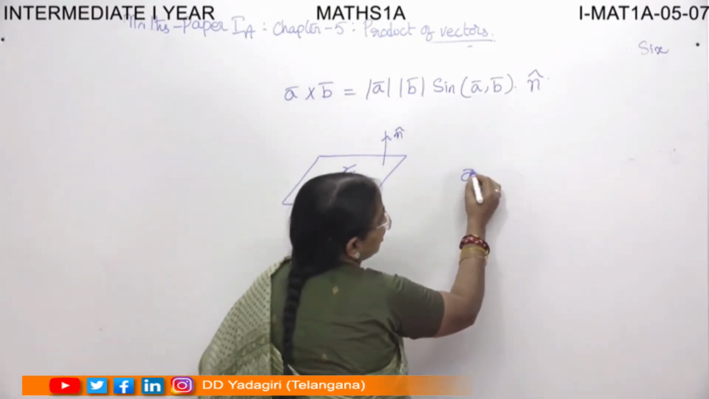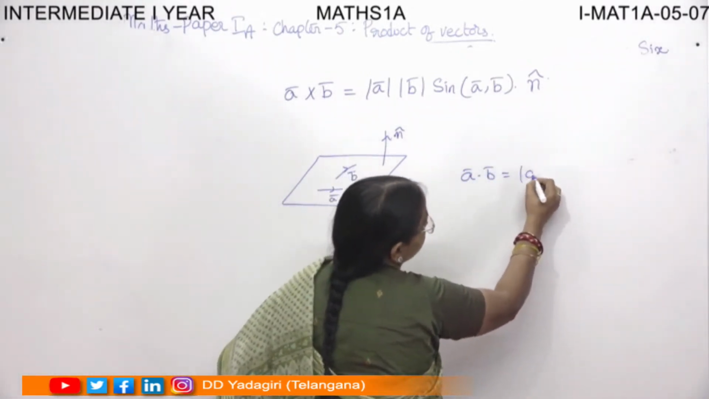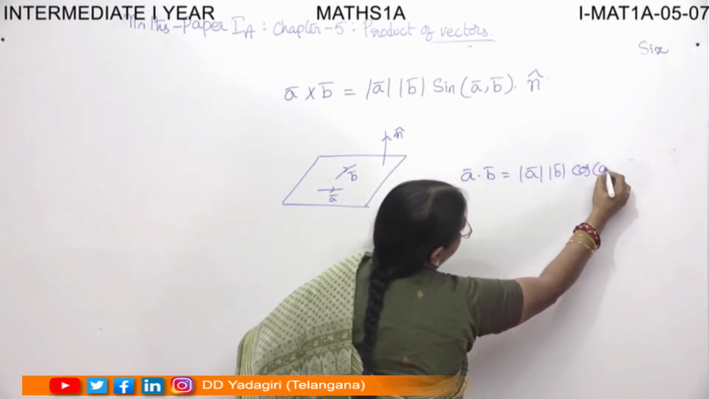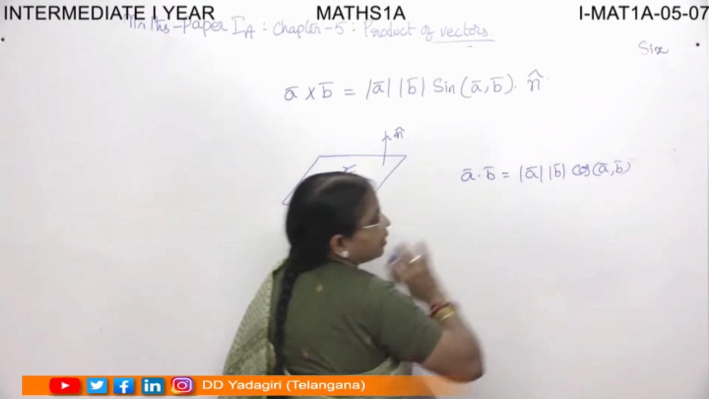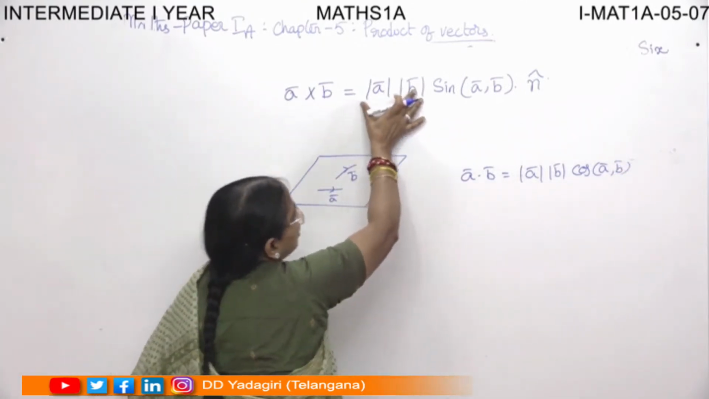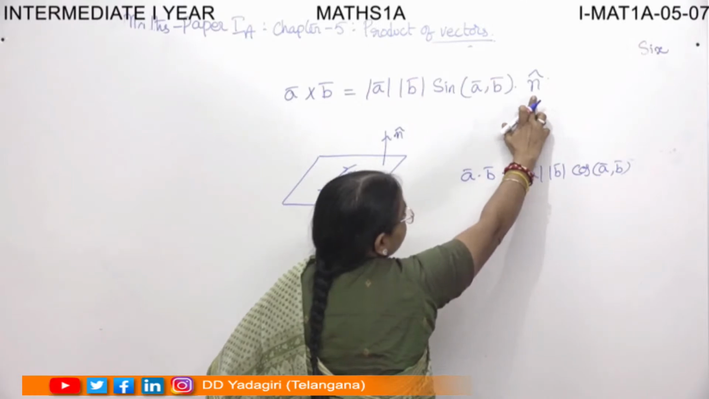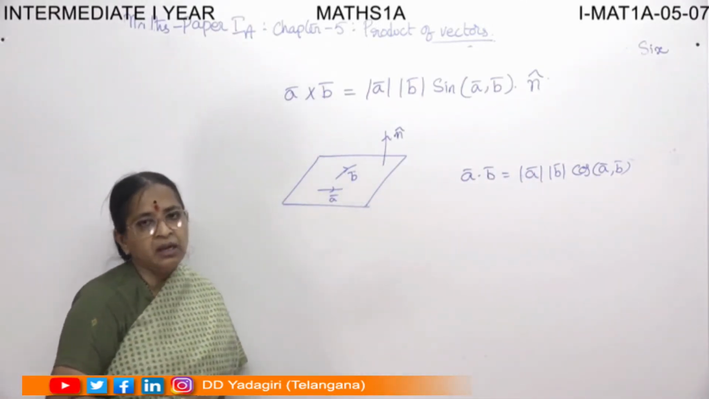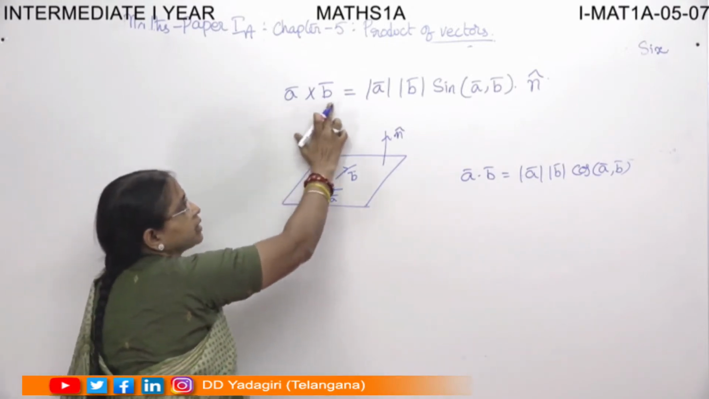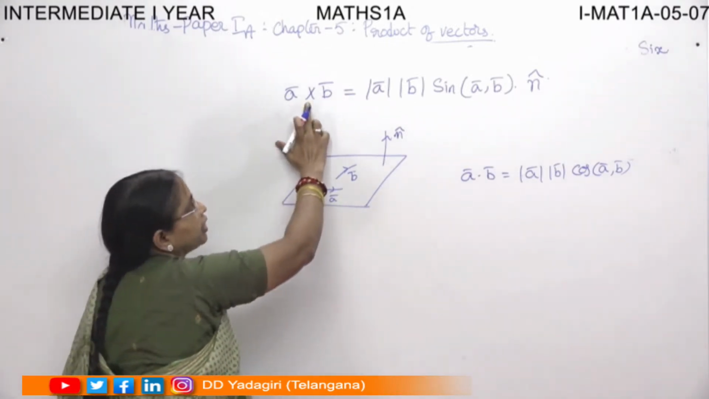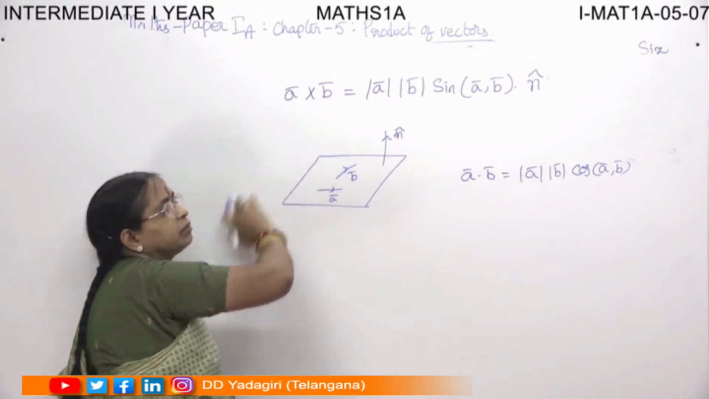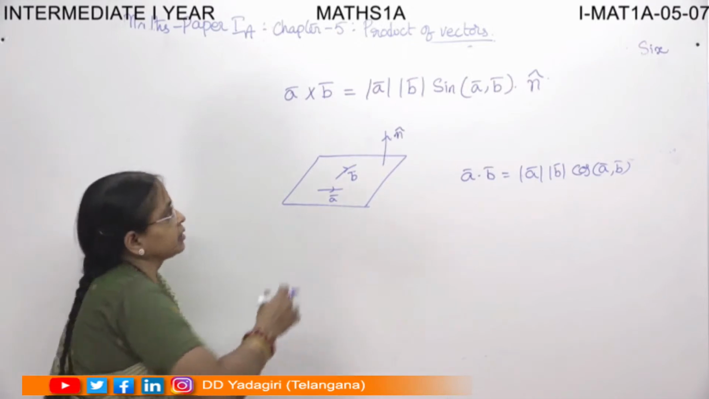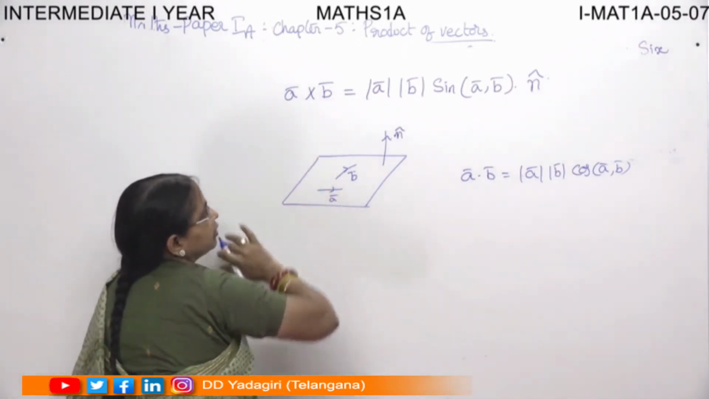You have learned the dot product, no? A dot B is equal to mod A into mod B into cos of angle between A and B. This is just a number, but here it is a vector. All this is a number, but into n cap vector is there. Because it is a vector, it is called a vector product between the 2 vectors A and B. Because we denote it by this cross symbol between them, we also call it the cross product between the 2 vectors. So this is the definition, learn by heart.